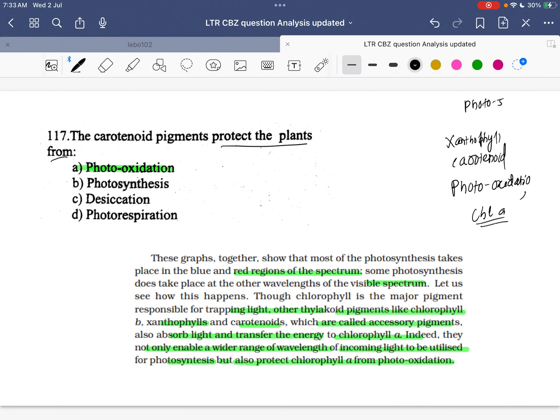Chlorophyll A is the major component responsible for the trapping of light. Other thylakoid pigments like chlorophyll B, xanthophyll and carotenoid, which are called accessory pigments, also absorb light and transfer the energy to chlorophyll A. Indeed, they not only enable a wider range of wavelengths of incoming light to be utilized for photosynthesis, but also protect chlorophyll A from photooxidation.